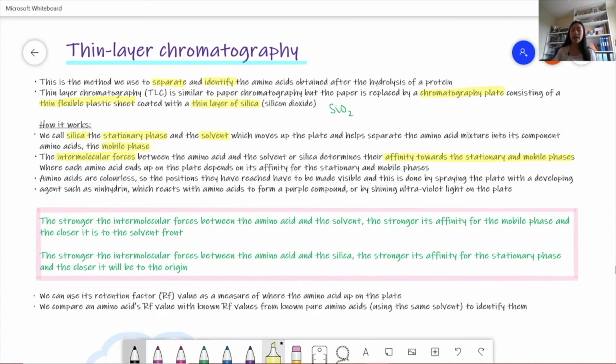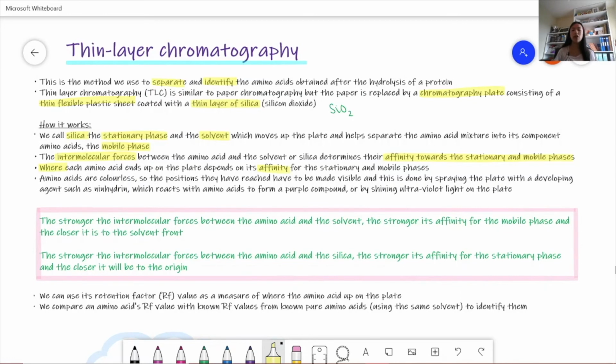And where each amino acid ends up on the plate depends on its affinity for the stationary and mobile phases. So looking at the example I just talked about, if we had a higher affinity for the mobile phase, so the solvent, that means that because it sticks to the solvent more, it'll end up higher up on the plate.